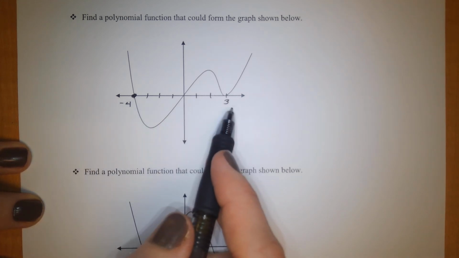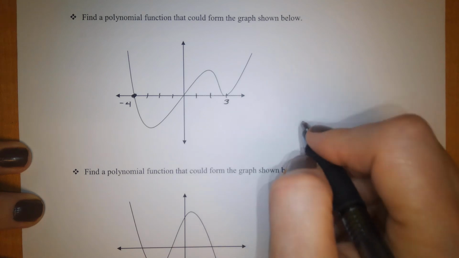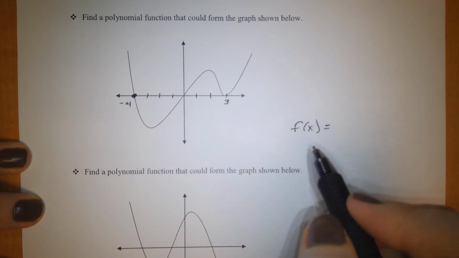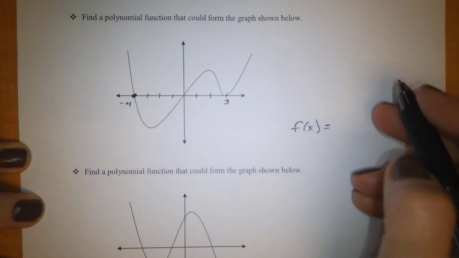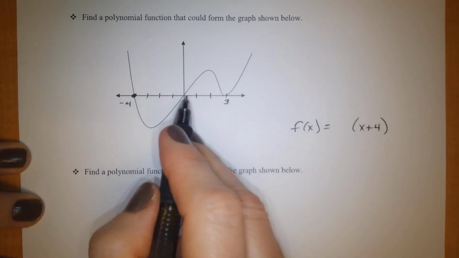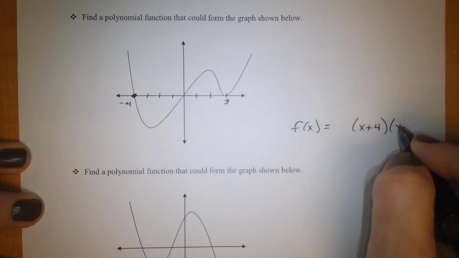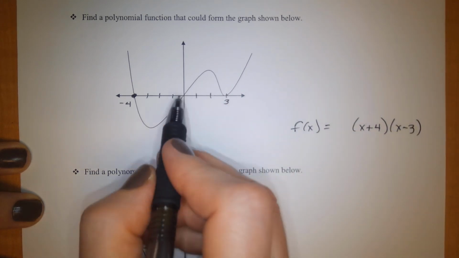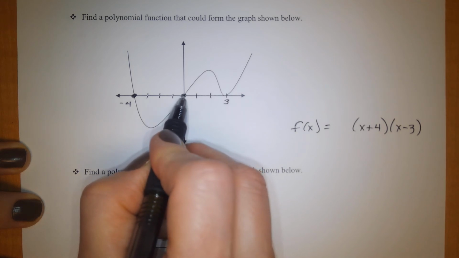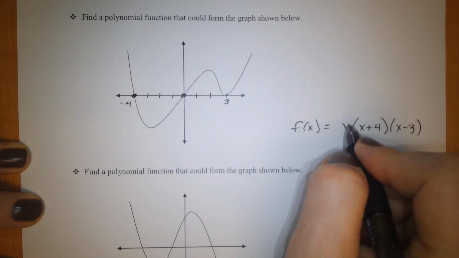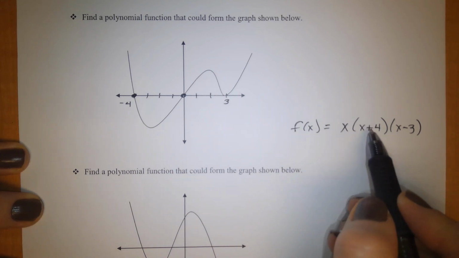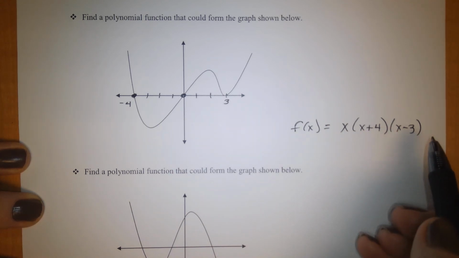So we have the zeros, so we know right away that the function is going to have the form of x plus 4 will be a factor. We also know x minus 3 will be a factor. And we also know x minus 0 is a factor. X minus 0 is just x, so I'll put that out in front. So I have these three zeros at x, -4, and 3.